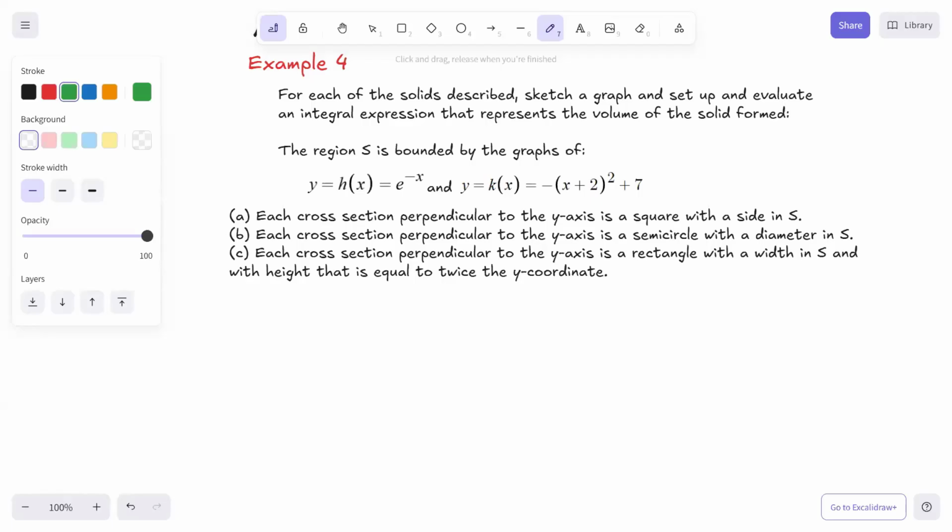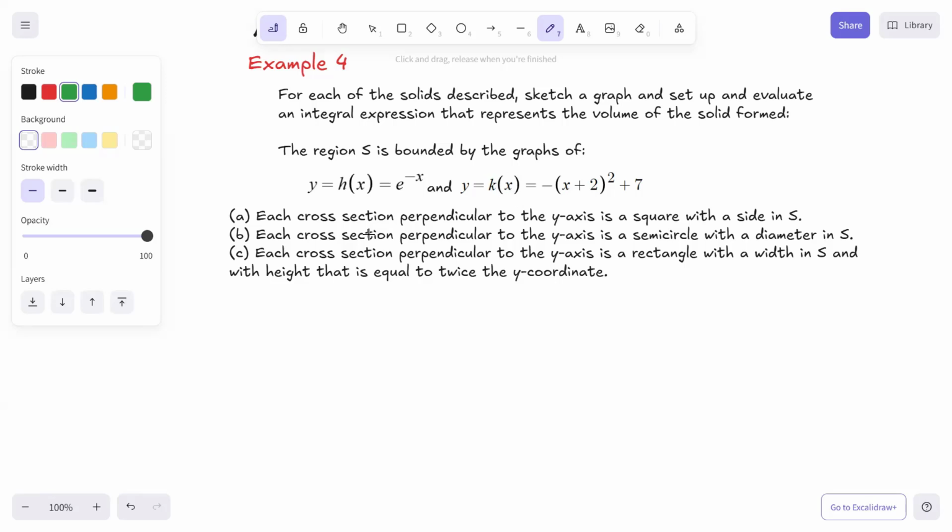All right, guys, Mr. Antonucci here, and we're doing volumes of solids with known cross sections. So here what we want to do is sketch the graph, set up and evaluate an integral expression that represents the volume of the solid formed when the graphs of h of x and k of x form the region S.